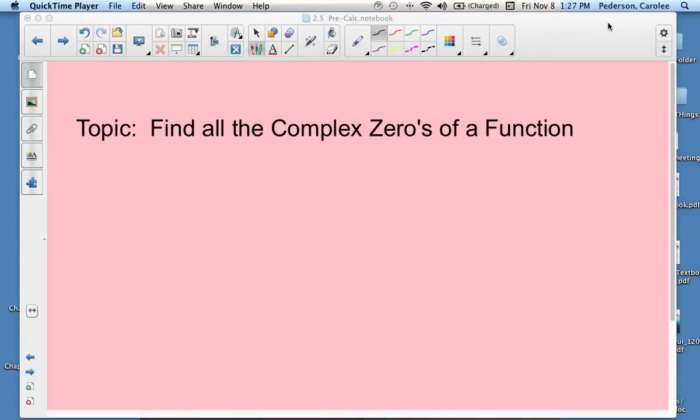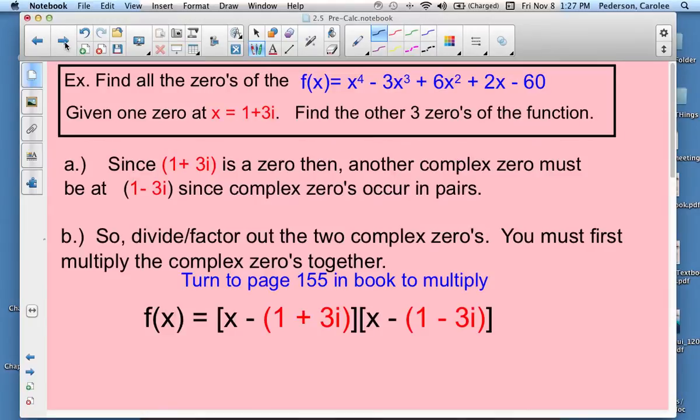This is finding the complex zeros of a function. We give you a function in the blue and tell you that one of the zeros is a complex zero of 1 plus 3i, and we want you to find the other three zeros.